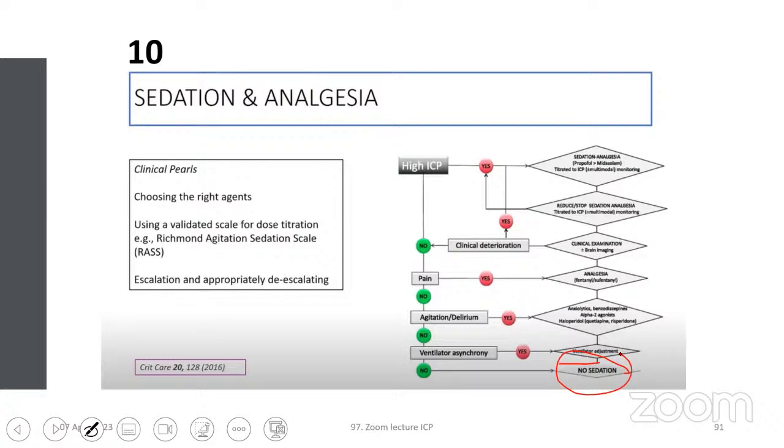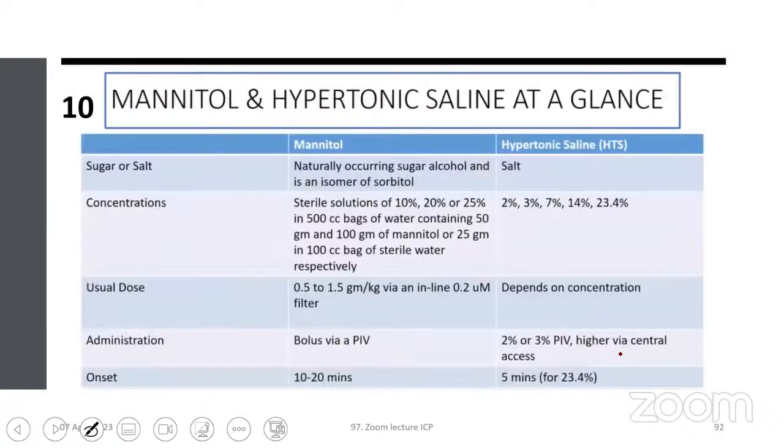Initially it may be there, and there may be dexmedetomidine administration, sedation. They all should go, but they all increase the adverse effects of the ICP. So let us look at the mannitol and hypertonic saline. Hypertonic saline is nothing but salt, right? Mannitol is a naturally occurring sugar alcohol and is an isomer of sorbitol.